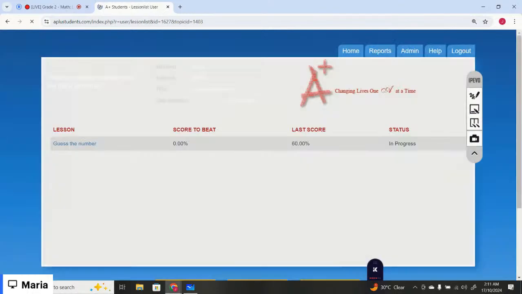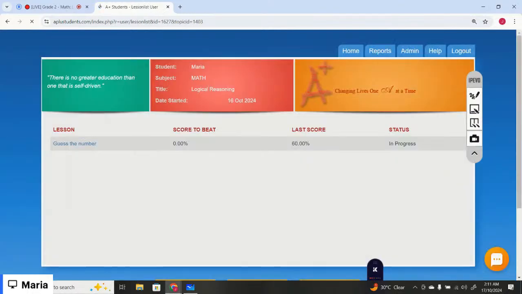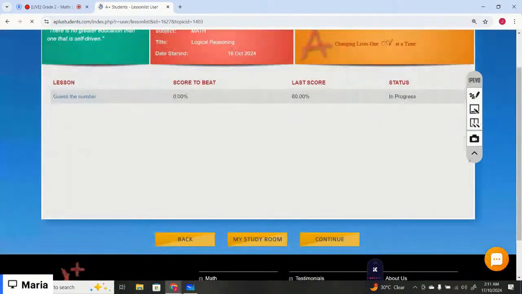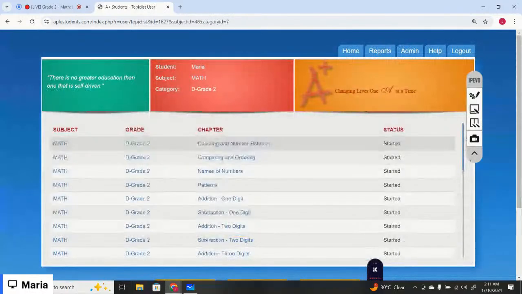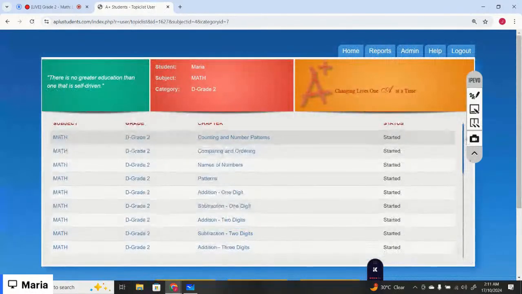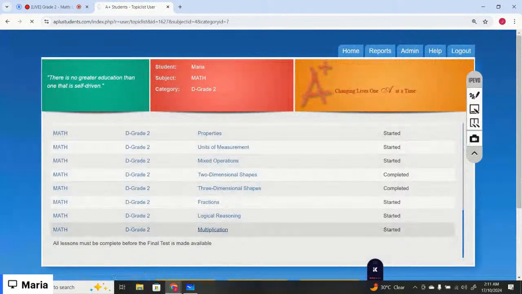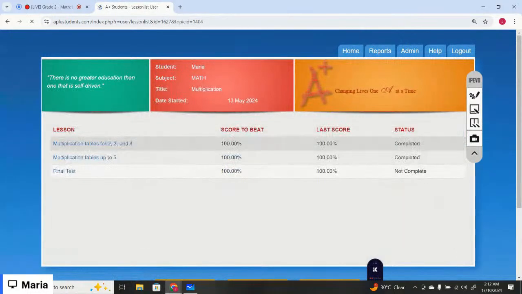Let me just move on to the next lesson. The next chapter, right? We are done with logical reasoning. We're going to start with the last chapter from grade 2 math, that is multiplication, I think. So let's just start with the lesson. Multiplication tables for 2, 3 and 4.